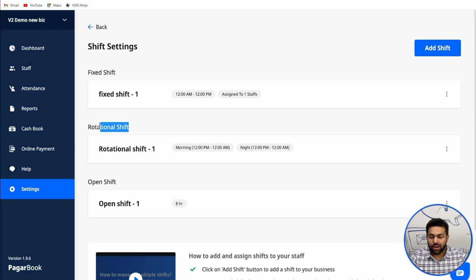Now we also have rotational shift. It can be a morning shift or a night shift. So there can be different shifts in a company, and some days staff works in a morning shift and some days staff works in a night shift. Also we have an open shift option where in time and out time is not fixed, but the duration of the shift is fixed, that is 8 hours. So three types of shift are available, and these can be configured or assigned to staff.